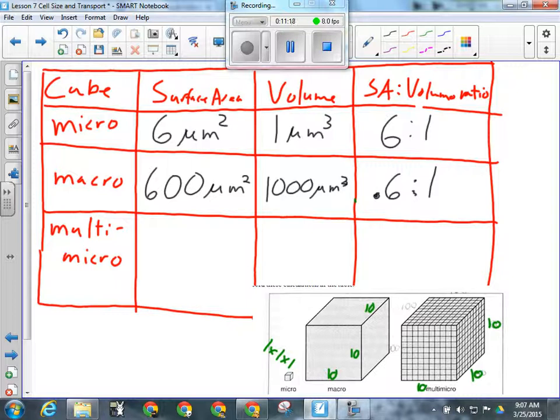So if it's made up of many little micros, and I know the surface area of a single micro, let's look at how many micros are in that multi-micro. There's 10 on each side, right? So there's 1,000 micros in here, agreed? If each micro has a surface area of 6 micrometers squared, then the surface area of multi-micro is 6,000.